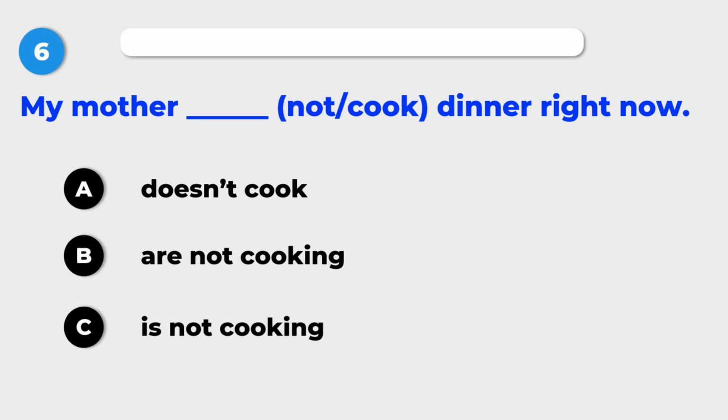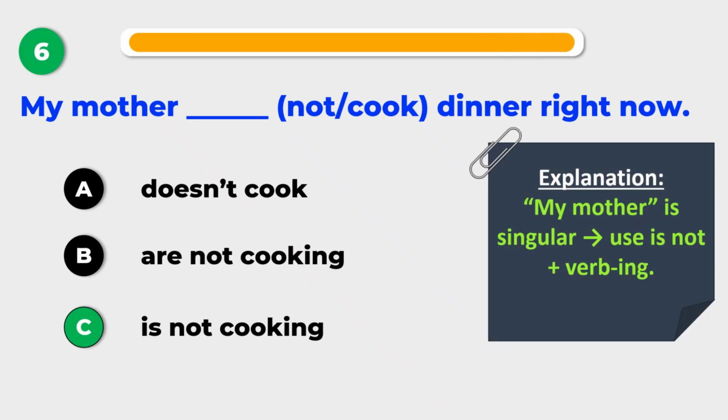Question 6. My mother dash dinner right now. The correct option is C. Is not cooking. My mother is not cooking dinner right now.